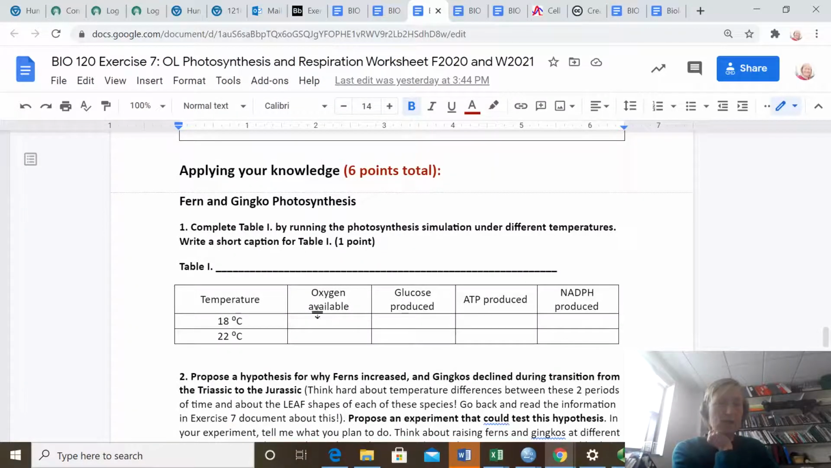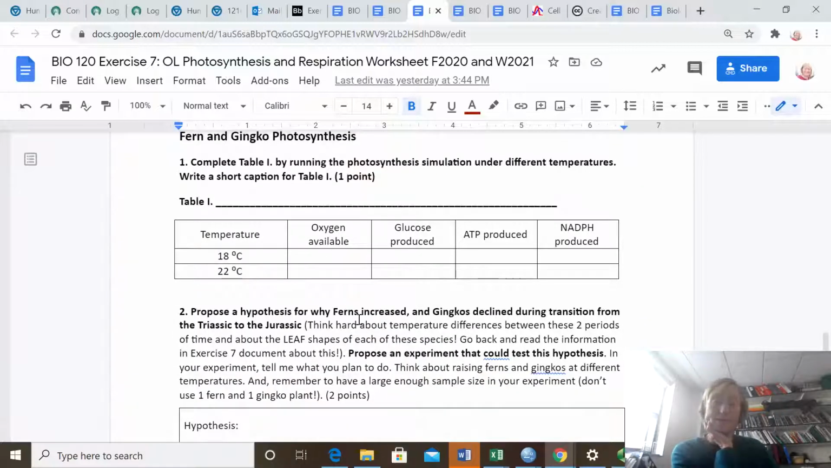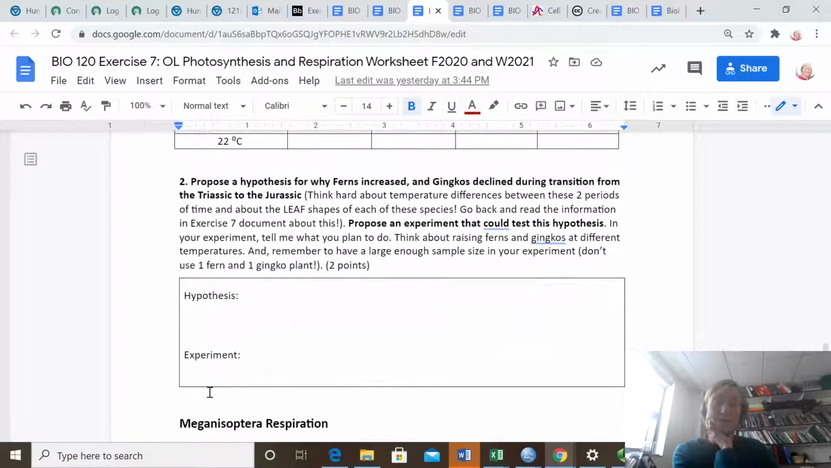You're going to look at photosynthesis under two different temperatures, thinking about how these temperatures affect photosynthesis. Then you're going to propose a hypothesis for why ferns increased when it got hotter, all right? So we have to think about what happened when it got hotter. Is it easier to produce glucose? Is it harder to produce glucose? That's what we're thinking about, okay? And then you have to propose an experiment to test your hypothesis.